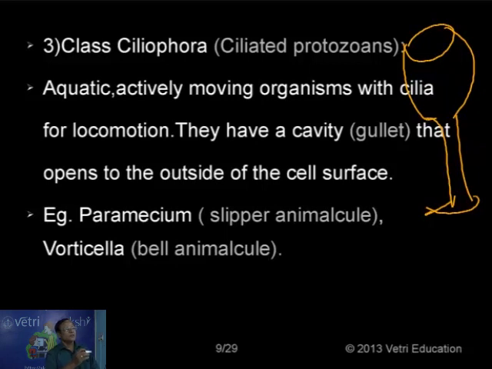Now one of the peculiar characters of these organisms: the animal has a cellular mouth, a passage called the gullet. It opens outside. Through this opening only, the food is taken in. Gullet, cytopharynx, all these structures form a passage for the engulfing of food. And that is a peculiar feature seen in ciliates.